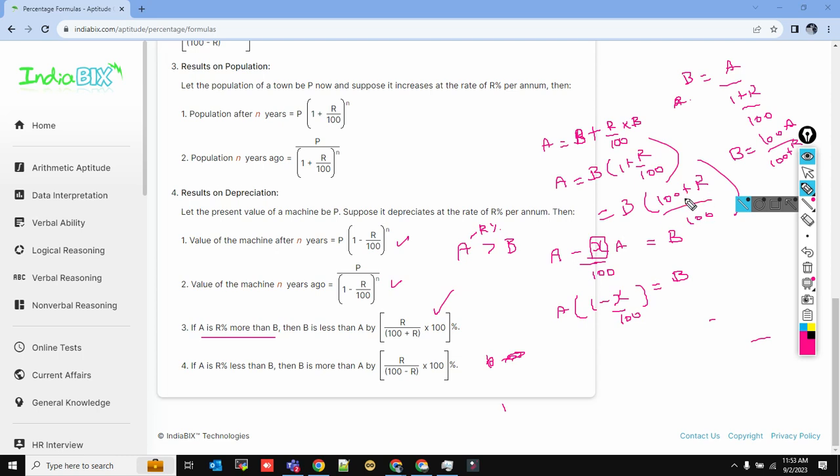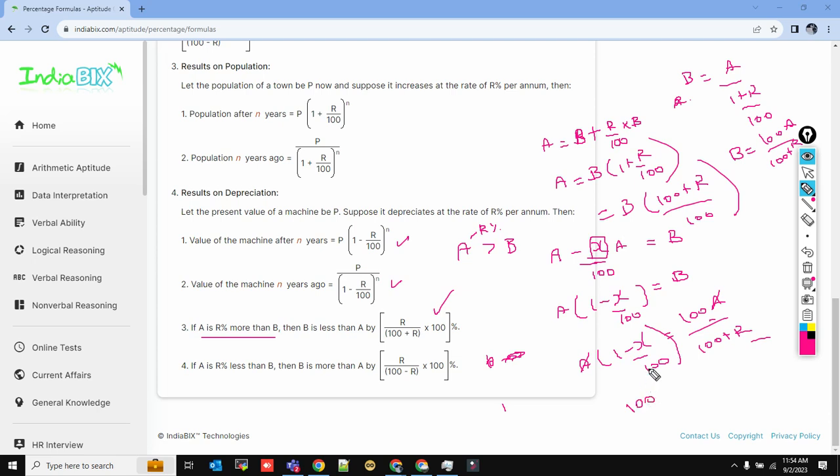I made a mistake here. I didn't calculate the B value properly. In this equation, we have to take an LCM here, so this will be (100 plus R) by 100. And B will be 100A divided by 100 plus R. This is the value of B. We substitute the value of B here: A into (1 minus X by 100) equals 100A divided by 100 plus R. The A cancels.